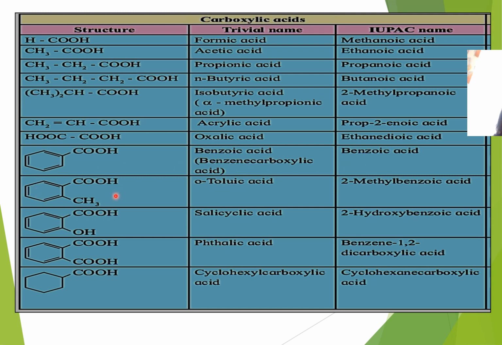Then benzene with COOH and CH3 is ortho-toluic acid, or we can say 2-methylbenzoic acid. Then benzene with COOH and OH is salicylic acid, or we can say 2-hydroxybenzoic acid. Benzene with 2 COOH groups is phthalic acid, or benzene-1,2-dicarboxylic acid. Then in this one, cyclohexane has a COOH group attached. It is cyclohexyl carboxylic acid or cyclohexane carboxylic acid. Clear?